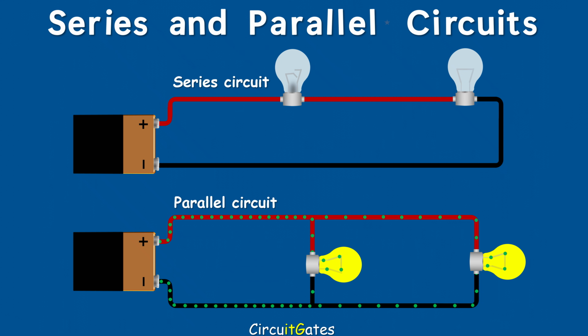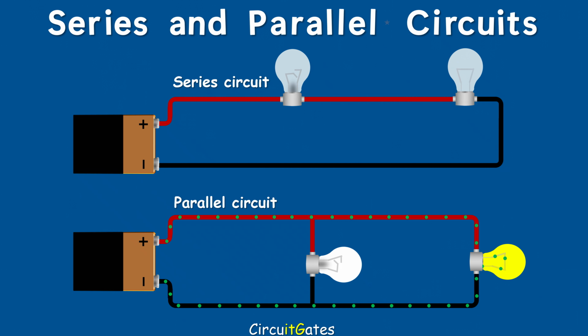In a parallel circuit, if one component stops working, the other components will continue working. The failure of one component in parallel does not affect other components, because components are connected to different paths.